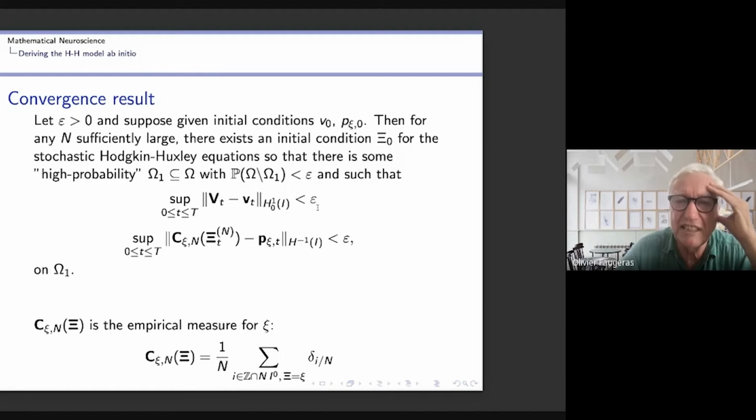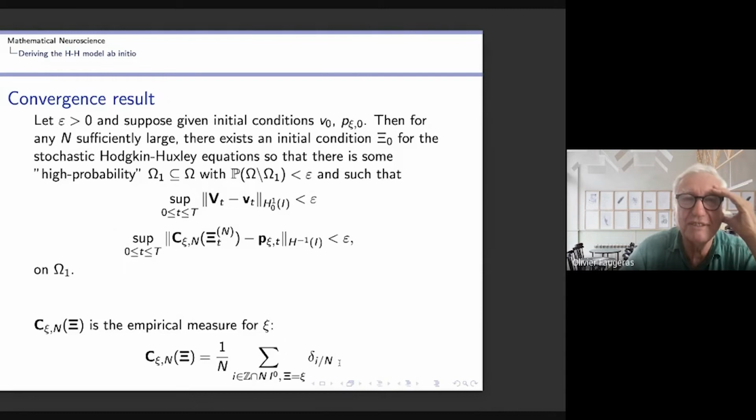And same thing for the transition function. And this is true on omega 1. I should say perhaps what this function Cn of capital Xi is: it's just the empirical measure for the state xi. So it's the sum over all i such that capital Xi equals lowercase xi of delta i over n. So this is a beautiful result.